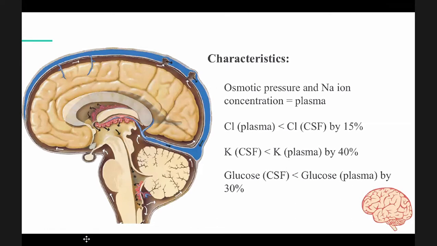So I summarized it for you, so don't be confused about that. You need to memorize it. In terms of sodium ion, CSF and plasma are equal. In terms of chloride ion, there is more chloride in the CSF. In terms of potassium ion, there is less potassium in the CSF. And in terms of glucose, there is less glucose in the CSF, more glucose in plasma. Okay? So you need to memorize it.